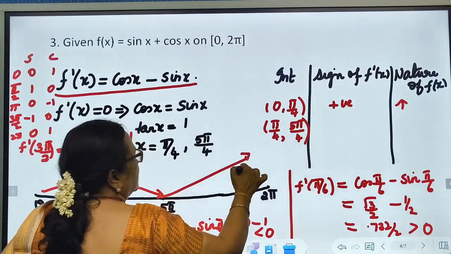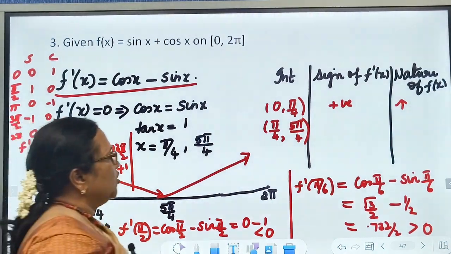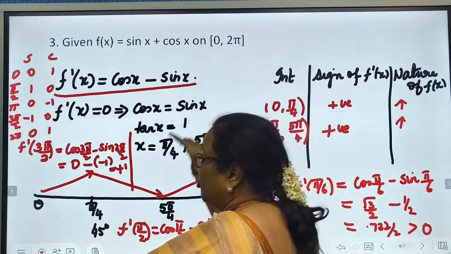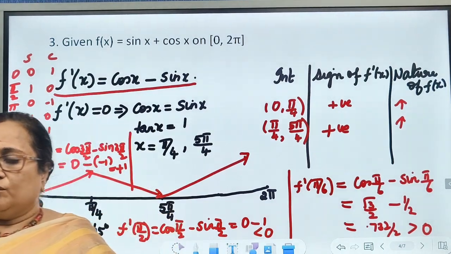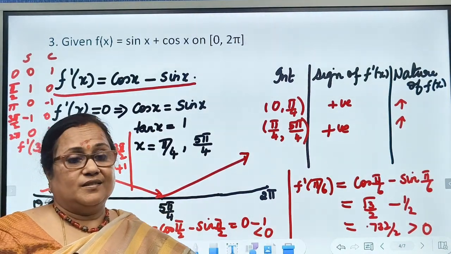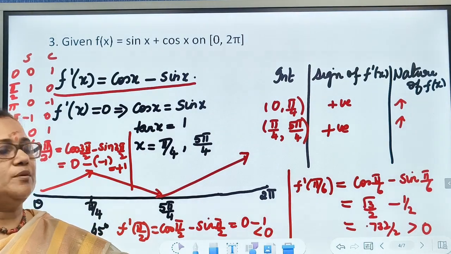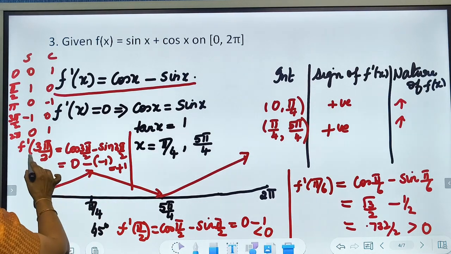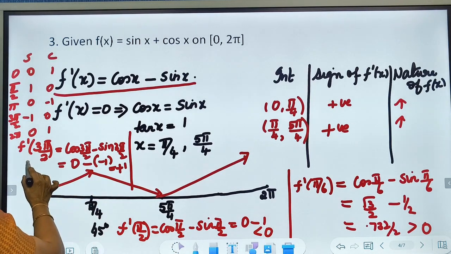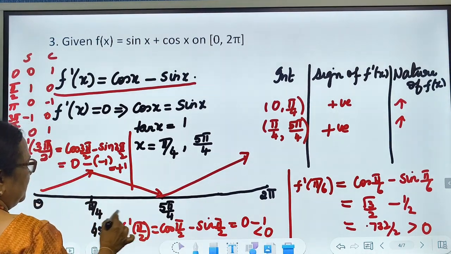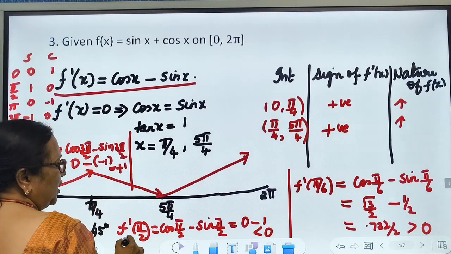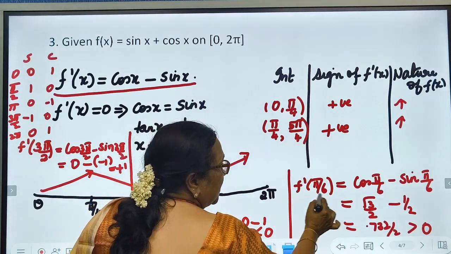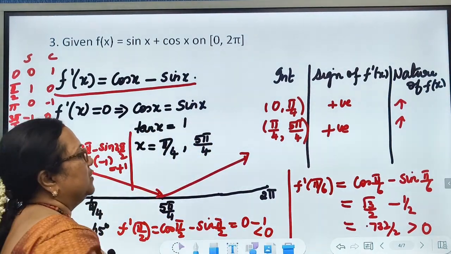So it is positive and the function is increasing. You have to show what values you are substituting, because nobody should think that you are just guessing. So you have to validate your statements. Here I have shown f dash of 3 pi by 2. For this interval I have taken pi by 2, so I have shown f dash of pi by 2. Between 0 to pi by 4 I have taken pi by 6, and shown f dash of pi by 6.